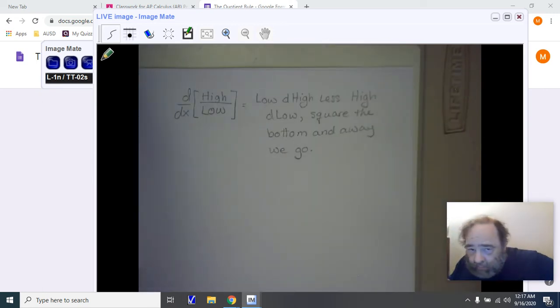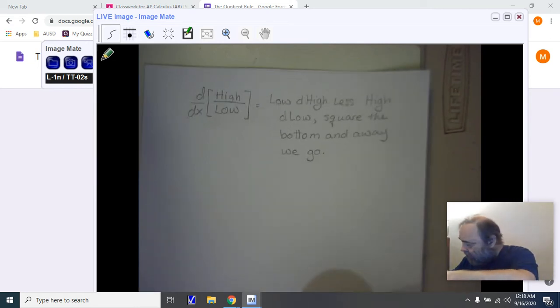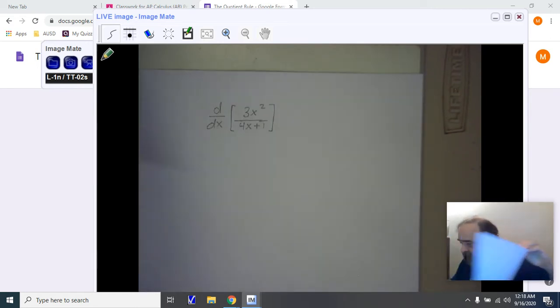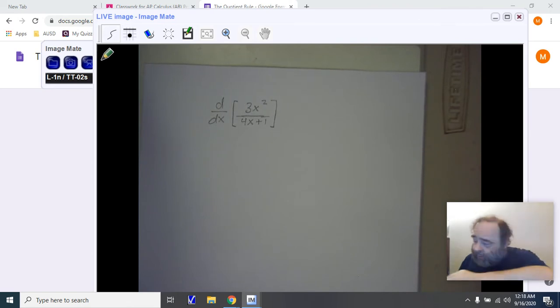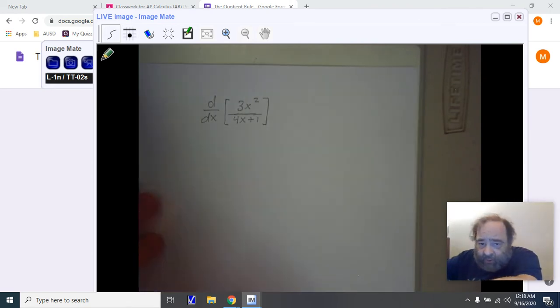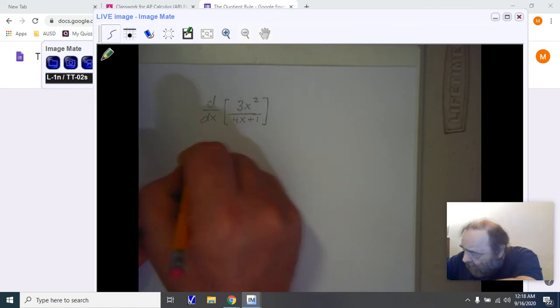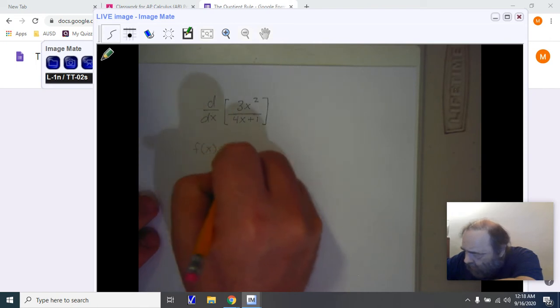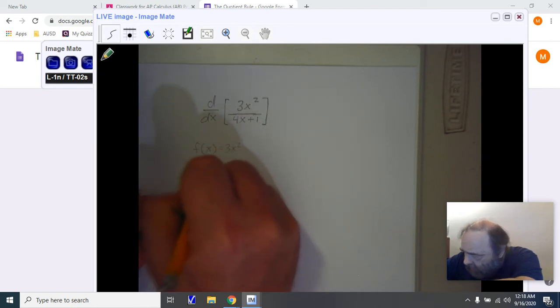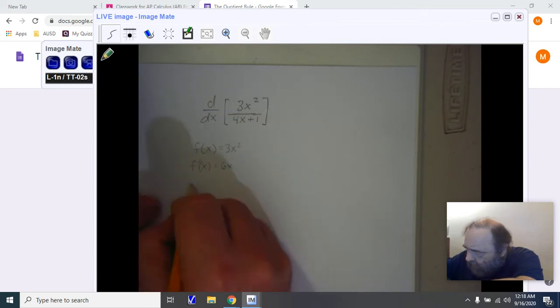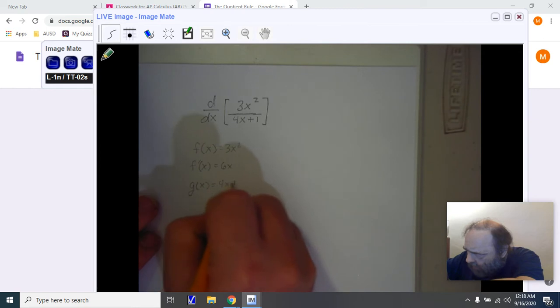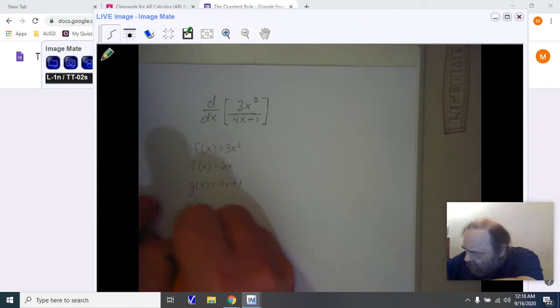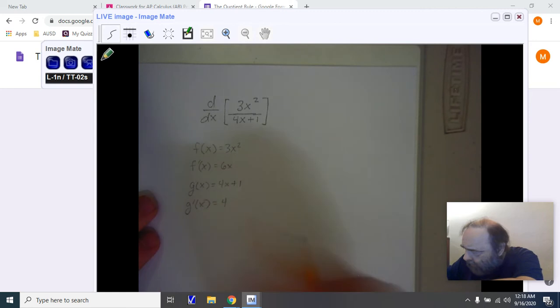In this example, we have two functions. We have a high function and a low function. I would suggest that you start off by identifying what each piece is, just like we did with the product rule. F of x is 3x squared. F prime of x is going to be 6x. G of x is going to be 4x plus 1, and g prime of x is going to be 4.